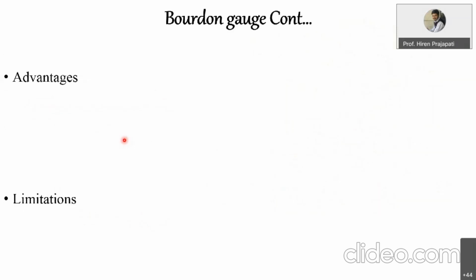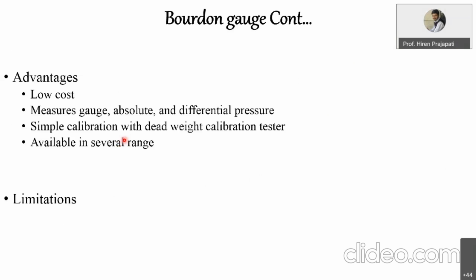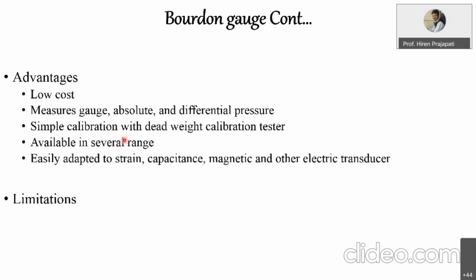Now the advantages and limitations. So low cost, measures gauge, absolute and differential pressure, simple calibration with a dead weight calibration tester. So this is what we have used in our laboratory. Available in several ranges by changing the tube material, easily adapted to strain, capacitance, magnetic and other electric transducers. So this is how we are getting digital pressure measurement instruments nowadays.